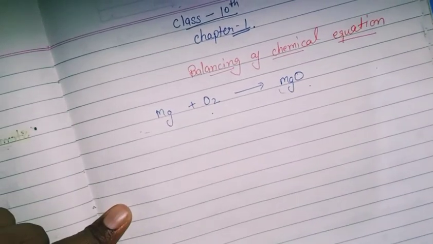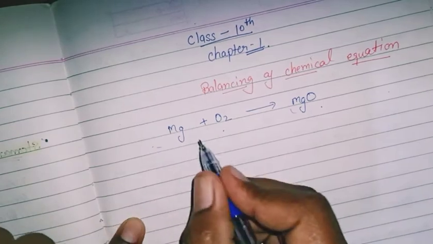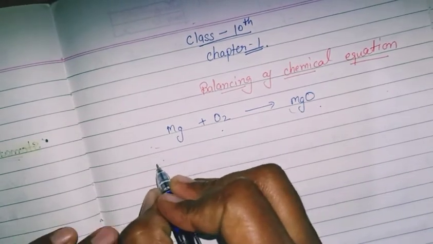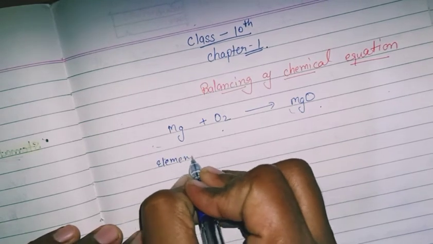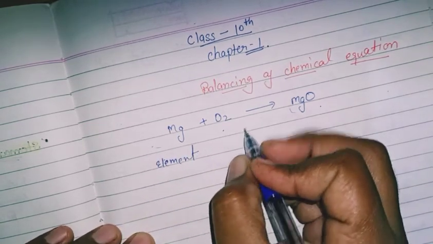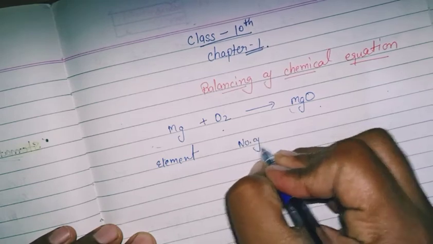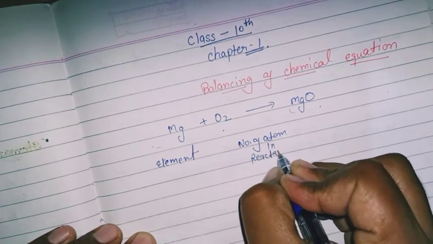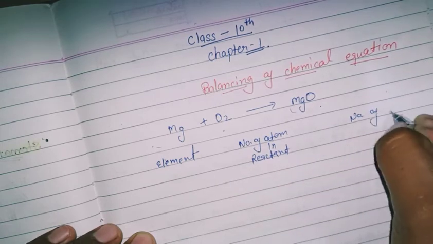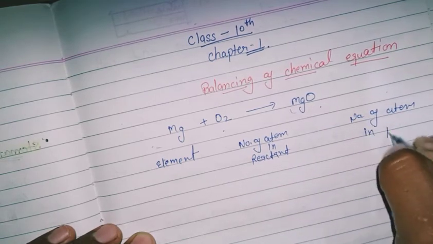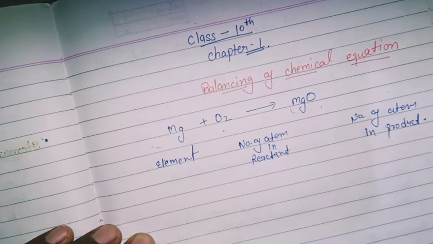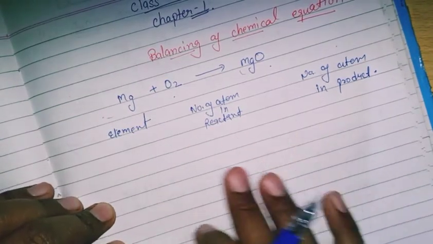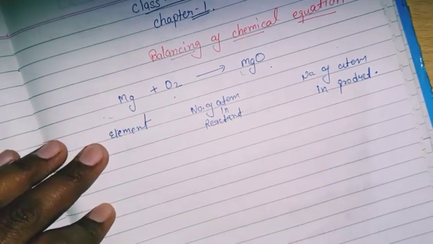In the beginning level, you can make a table here. Firstly, you will write the element, then the number of atoms in the reactants, and here the number of atoms in the products. In the beginning level you have to start with this, but it is not necessary that every time you have to show the table for how you do balancing.